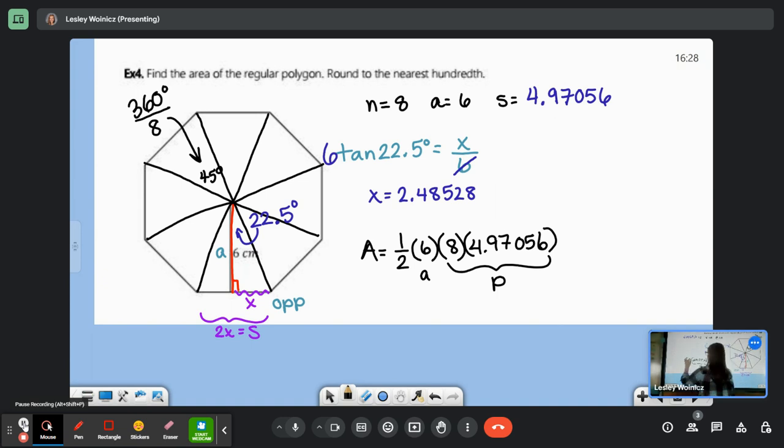Okay, I know I got this one right. 119.29 centimeters squared. Okay, that's not too bad. Yeah. Okay, we survived.